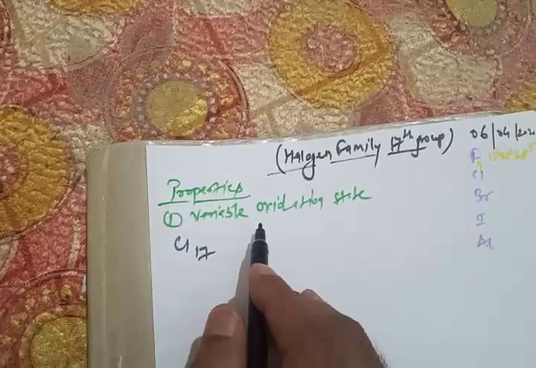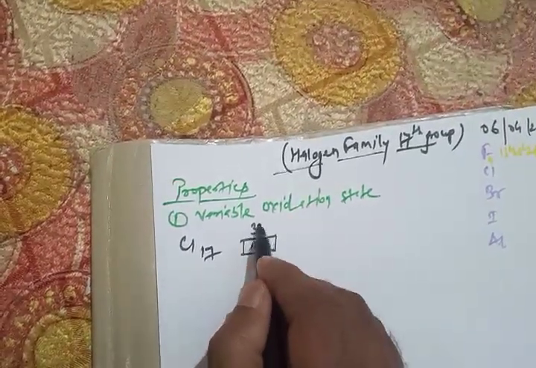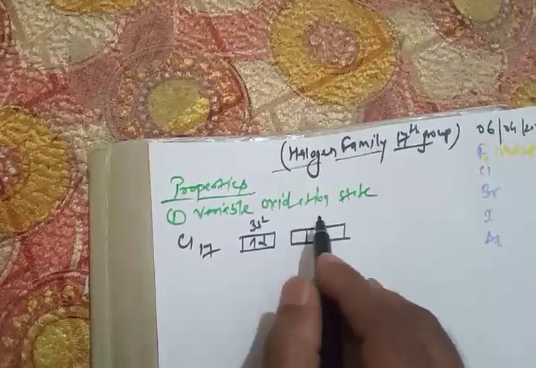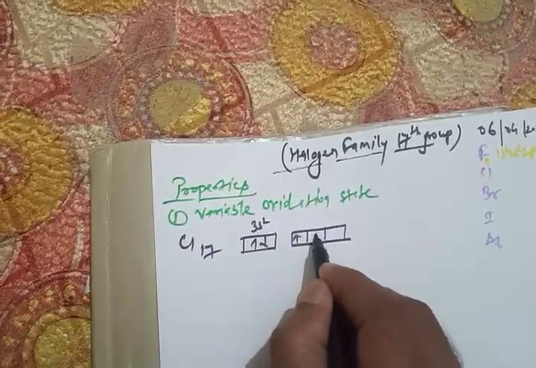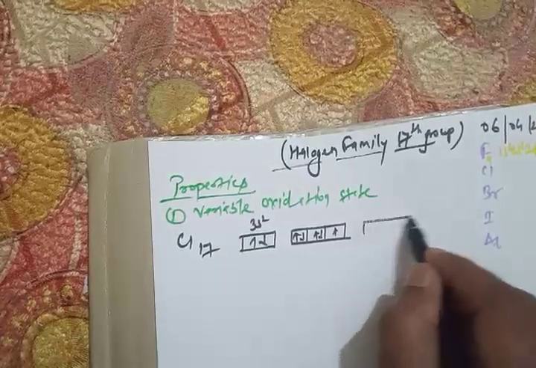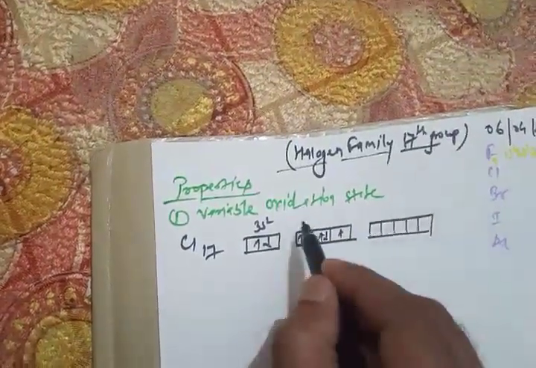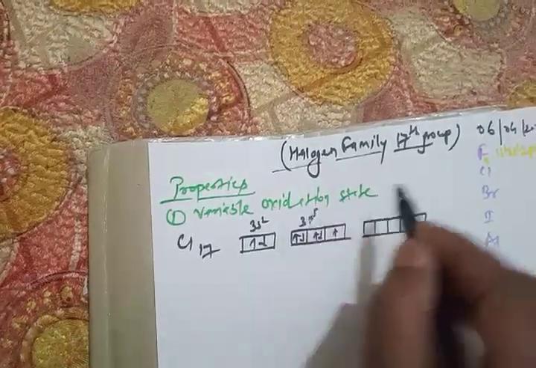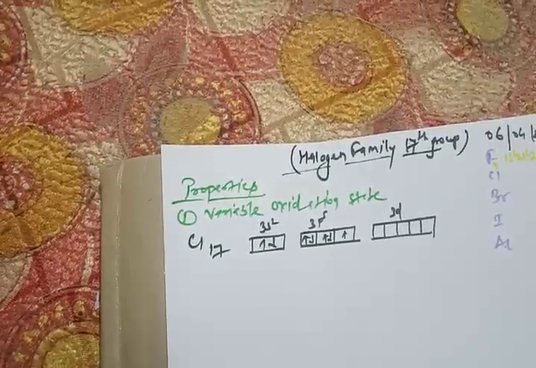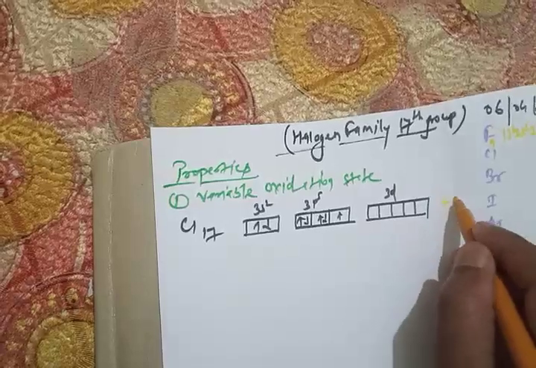17, so the last electron will enter 3s2 and 3p5, and this is the vacant d orbital. So this is 3s2, this is 3p5, and this is 3d. Here we have only one unpaired electron, so the oxidation state will be +1.